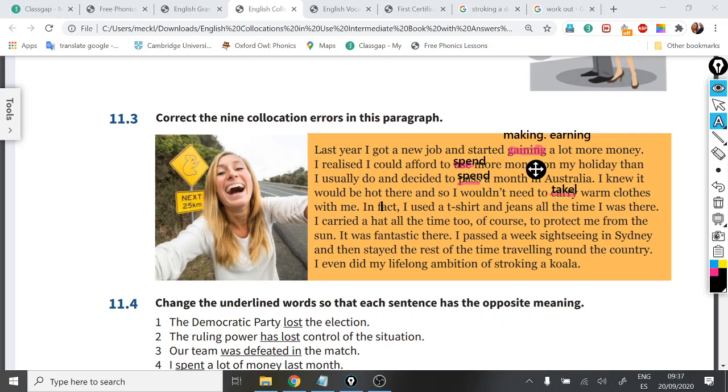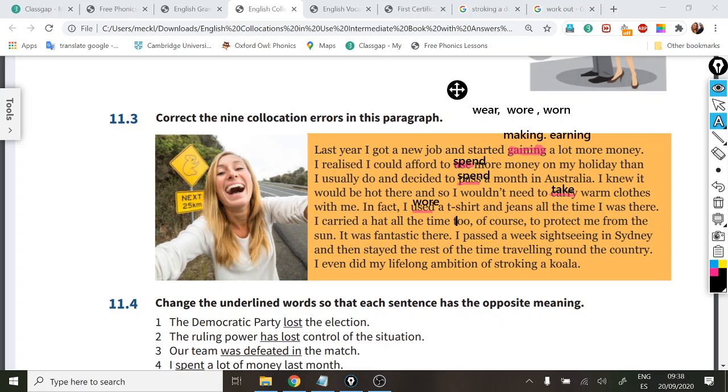Okay, let's move on. In fact, I used a t-shirt and jeans all the time I was there. Another mistake here. Can you see the mistake? Yes, this is the problem. So when we talk about clothing, and you mean it's on your body, we say wear. Here we're talking in the past, so we have to use the past of wear, which is wore. So let me type here. In English, you wear, wore, and worn. Worn is a past participle. So wear, wore, worn. Okay. So in fact, I wore a t-shirt and jeans all the time I was there.